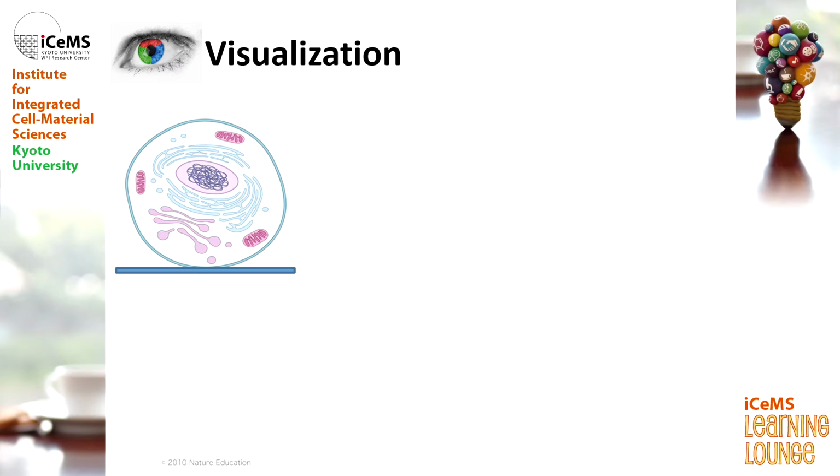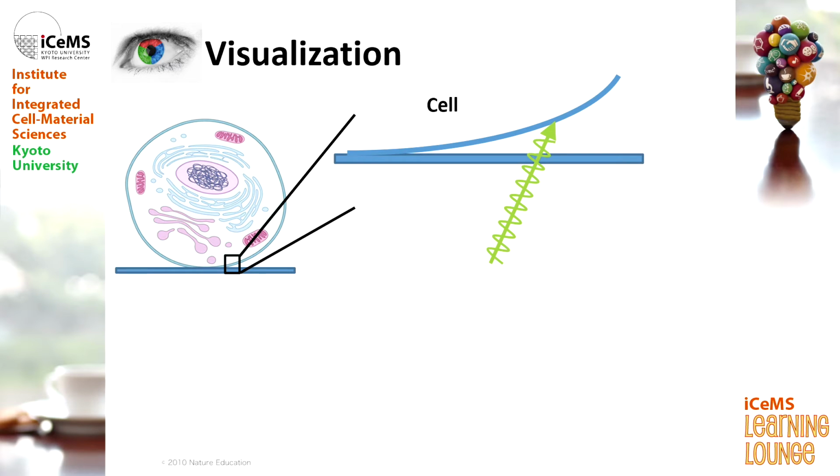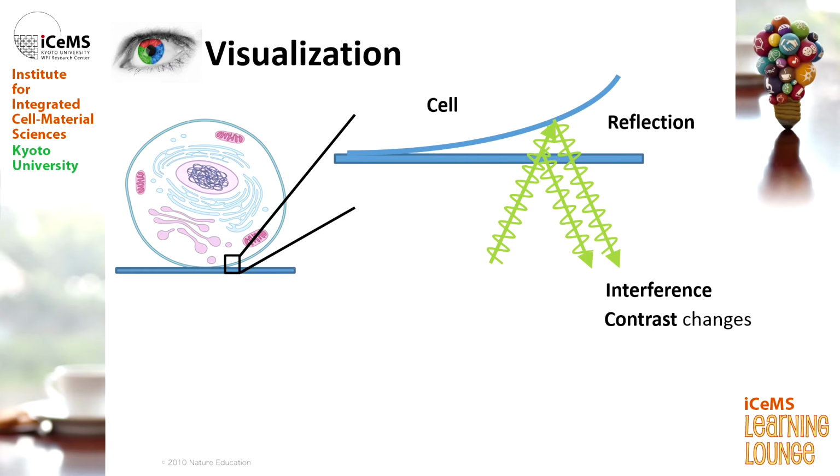So if you observe the cells with light, this is what happens. We shine light on the cells from the bottom, and at each surface, at the glass substrate and the cell surface, this light will be reflected. And all of these reflected lights make the interference. And since this is light, interference results in a change in contrast. So sometimes you have brighter light, sometimes you have darker light. It depends on the height of the cell surface from the substrate. So this is the only parameter to change the contrast or brightness of the interfered light.